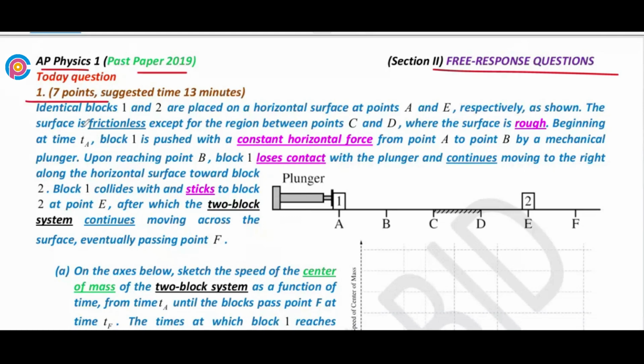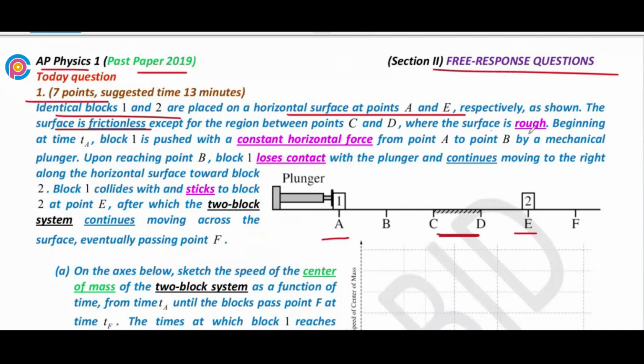In this question, there are two identical blocks, 1 and 2, placed on a horizontal surface at points A and E as shown in this figure. The surface is frictionless except the region between C and D. In this region, there is a highlighted frictional part, where the surface is rough.